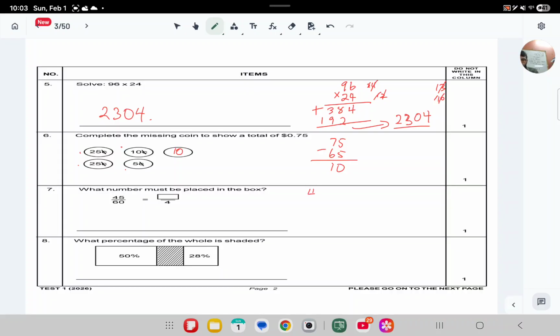Alright. What number must be placed in the box? So we have basically equivalent fractions here. Something over 4. We know if we move from the larger number to the smaller number, we divide. And to move from 60 to 4, we need to divide by 15. And whenever we divide by 15 in the denominator, we also need to do the same in the numerator. So you divide by 15. 45 divided by 15 is 3. So the missing digit there is 3.